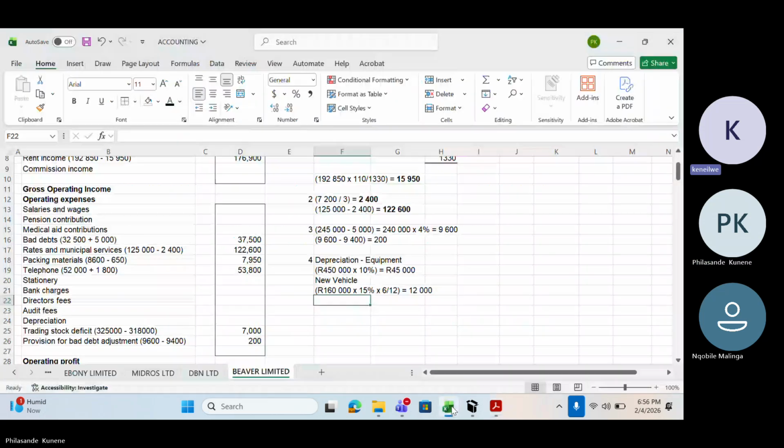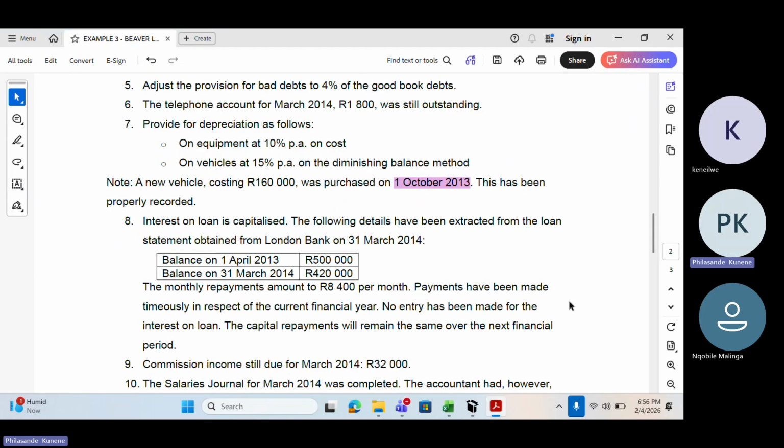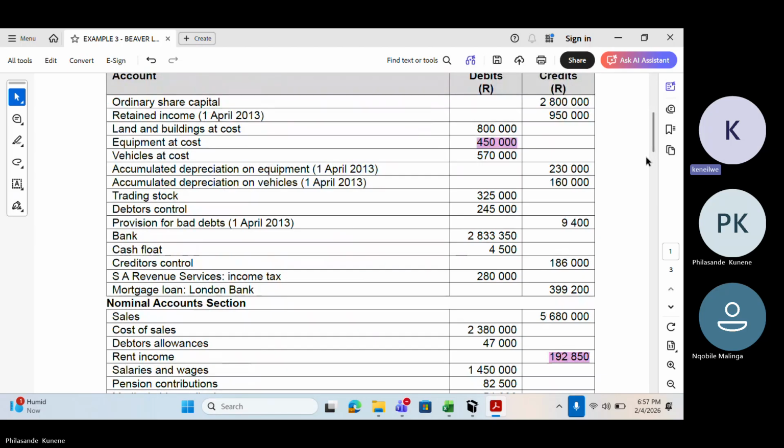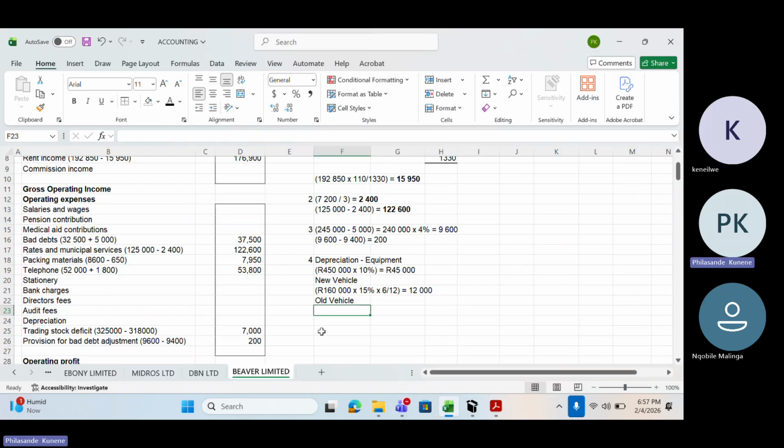Now we're going to do the old vehicle. Let me just write here, old vehicle. Then what do we do with the old vehicle? We go to the trial balance. Trial balance, yes. And then we say 570,000. Yes. Can you go to the transaction again? Okay, let's go to the transaction again.